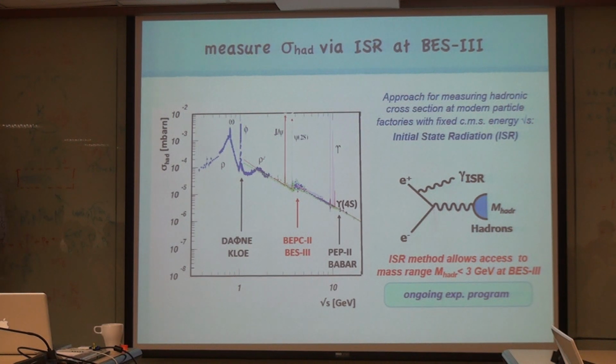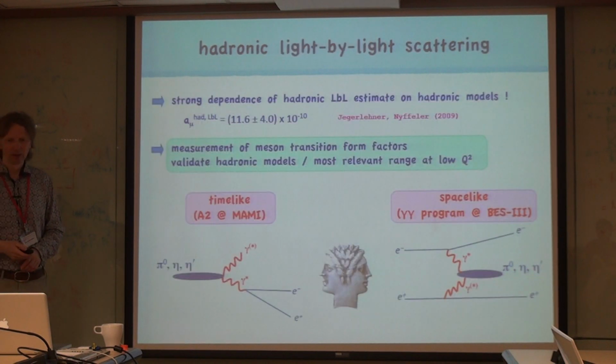would show that one can indeed achieve this goal of 1% eventually on channels such as pi plus, pi minus, for instance. Now let's come to the second hadronic contribution, which is this hadronic light-by-light scattering. So this has a strong dependence, so the estimate which I've shown you before actually has a strong dependence on hadronic models which are being used.